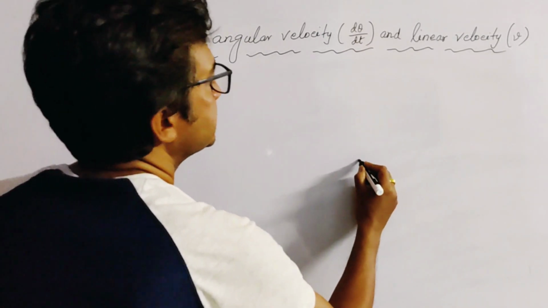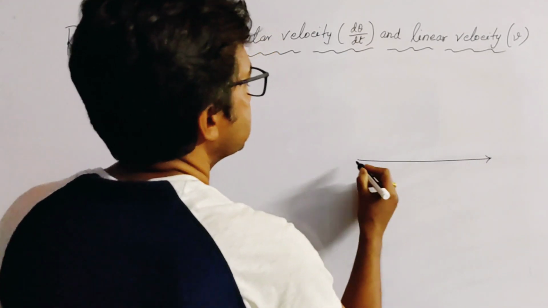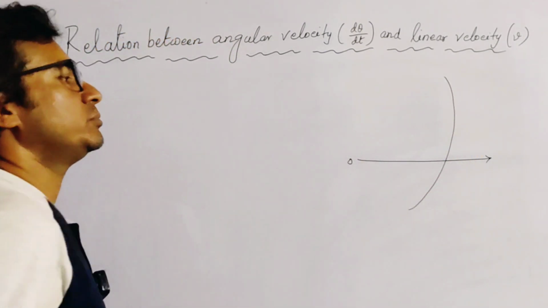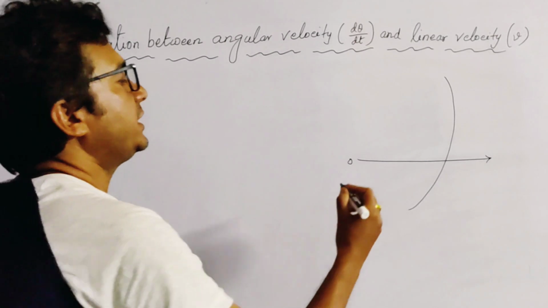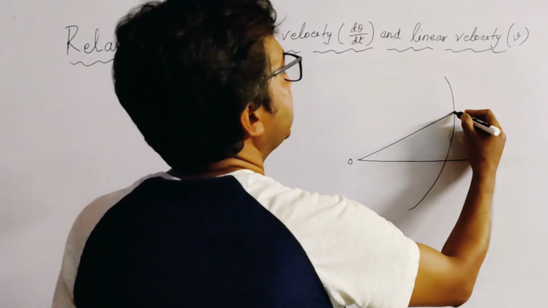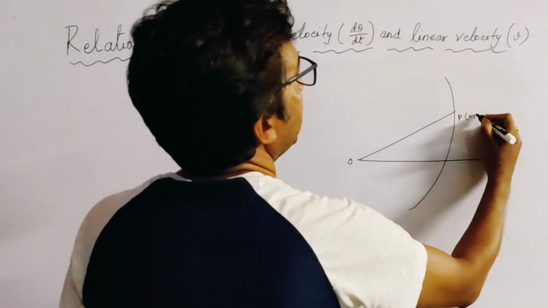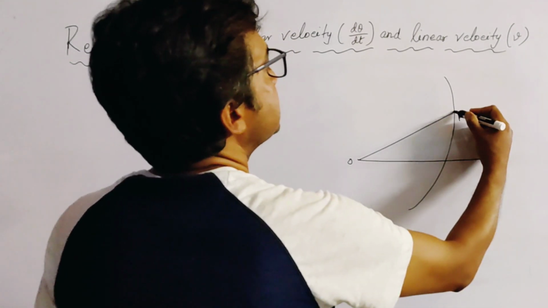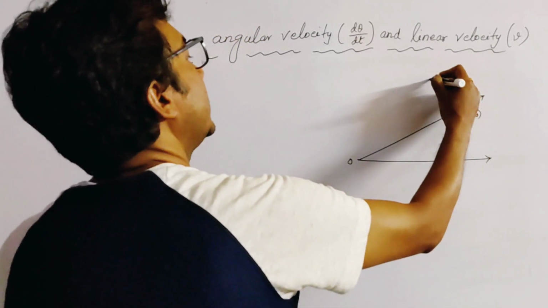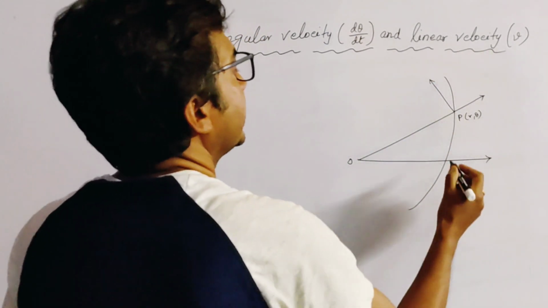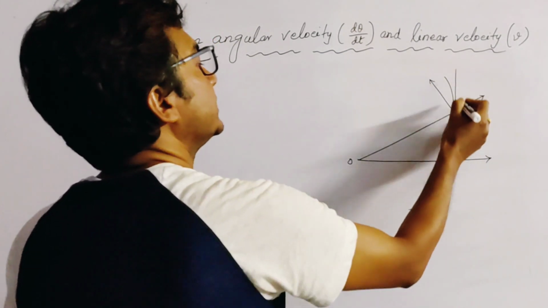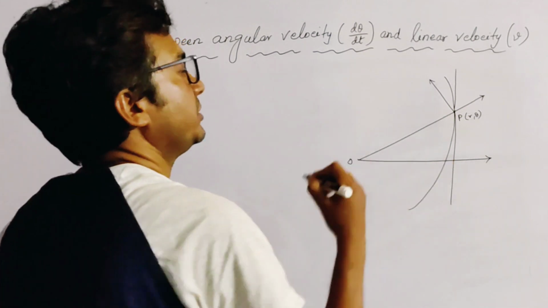We take this as the initial line OX and this is the pole, and this is the path of the particle. Let it be at P at any time t. This is P(r, θ), and this is the radial direction and this is the cross-radial direction. The velocity is given by the tangent. This is the tangent at P.